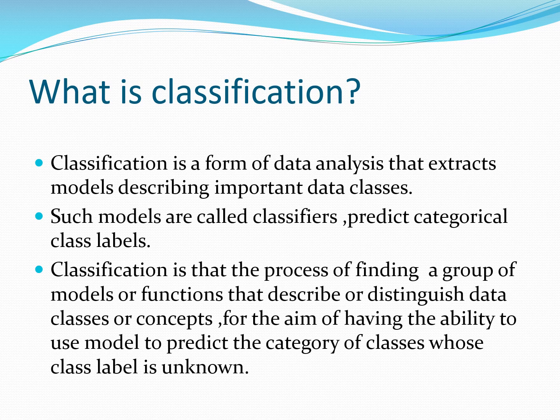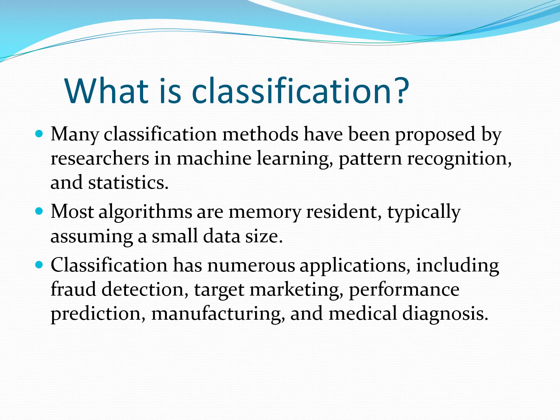Classification is a form of data analysis that extracts models describing important data classes. Such models are called classifiers, which predict categorical class labels. Classification is the process of finding a group of models or functions that describe or distinguish data classes or concepts, for the aim of having the ability to use the model to predict the category of classes whose class label is unknown. Many classification methods have been proposed by researchers in machine learning, pattern recognition, and statistics.